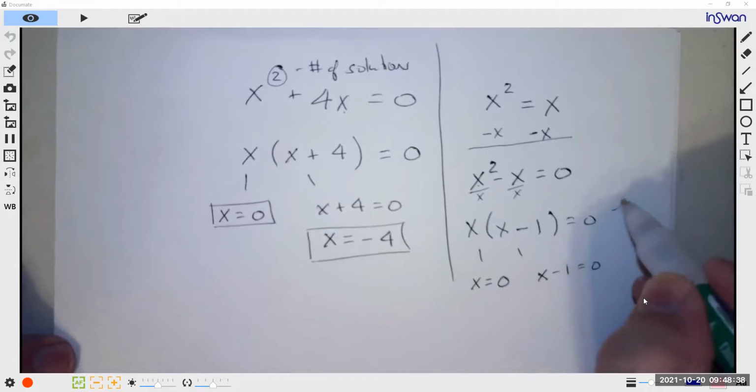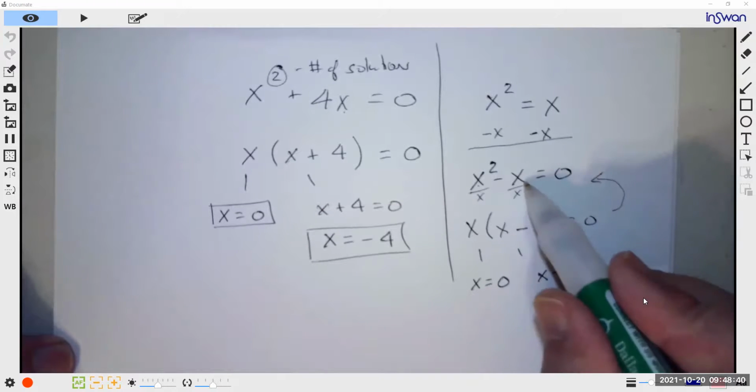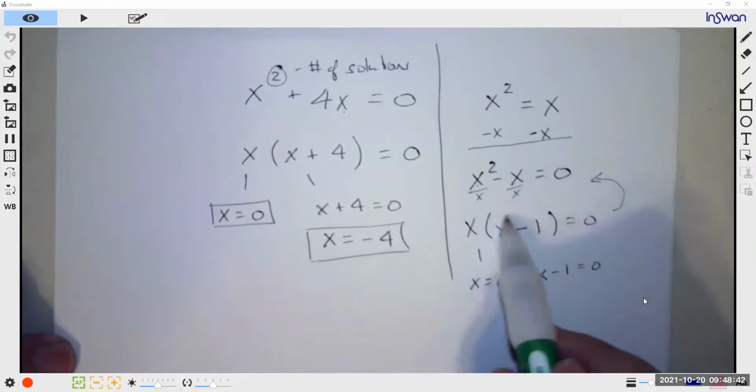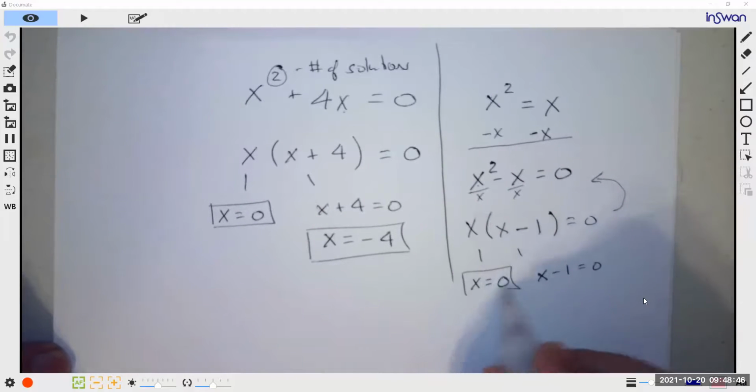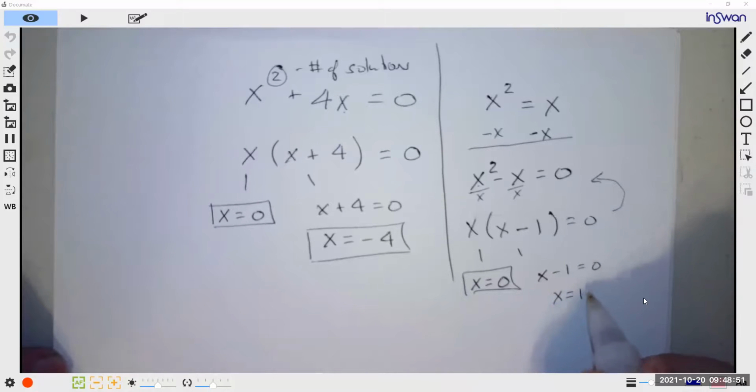But remember, you have to be able to go from that one to the equation. So x times (x minus 2). I solve both of those. I get x equals 0 and x equals 2. Those are my answers.